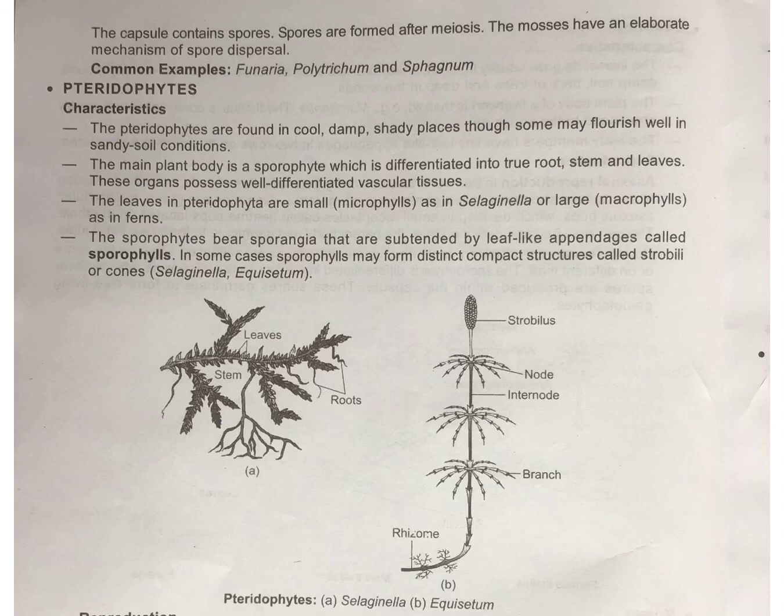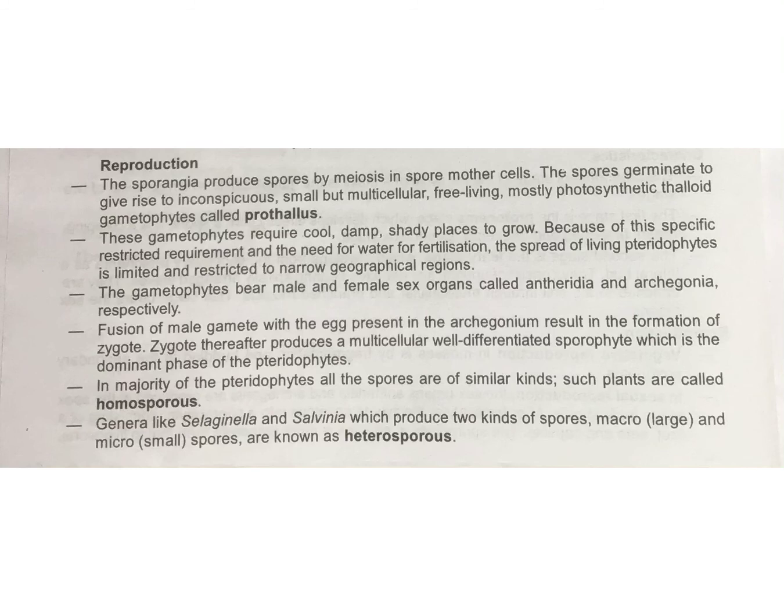Next, I have shown you how to write about pteridophytes. Firstly, you will write down the characteristic features, in which you will explain habit and habitat, then their structures and their examples will be included. A diagram is not compulsory to draw, but you are supposed to identify the parts which are described in detail earlier in your chapter. Then next, I have shown you how to write in detail about reproduction, homosporous, heterosporous, their examples, and in detail how the prothallus is formed and how the alternation of generation is explained.